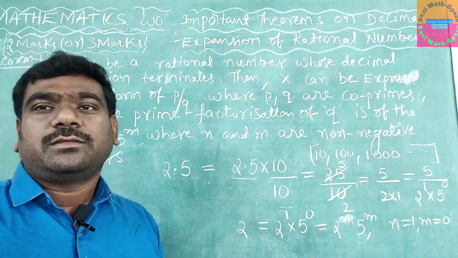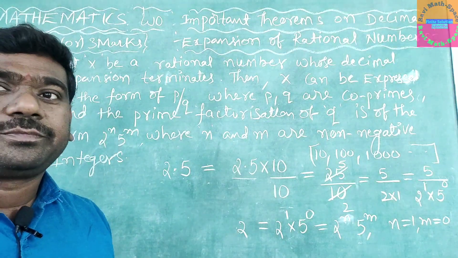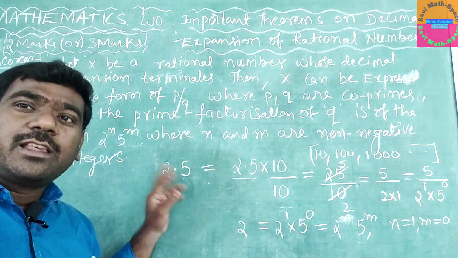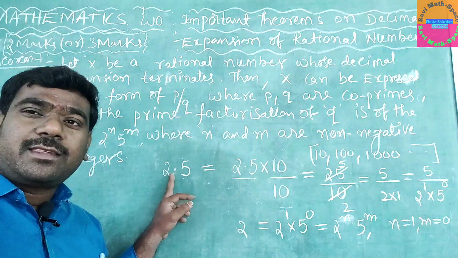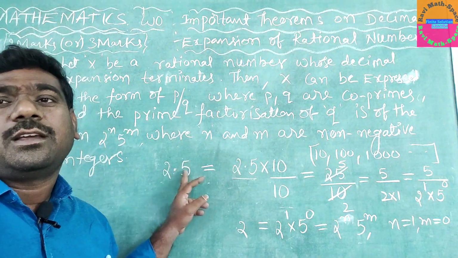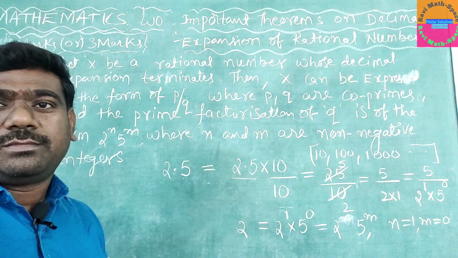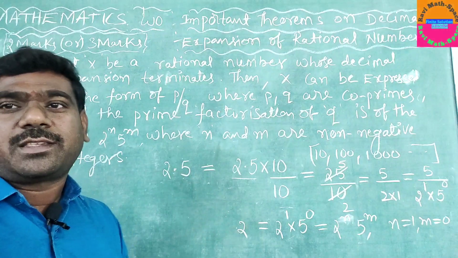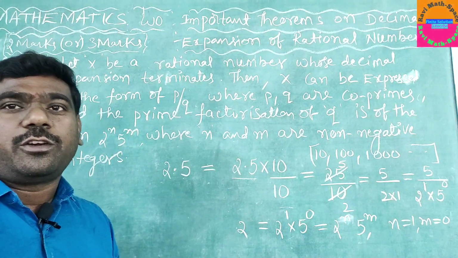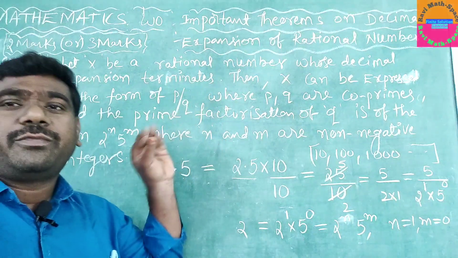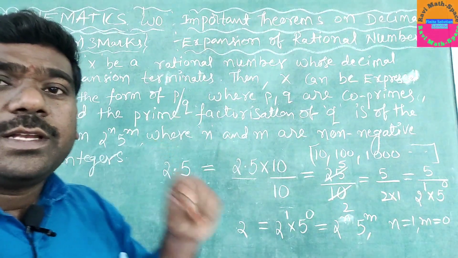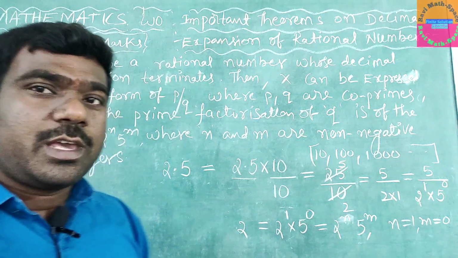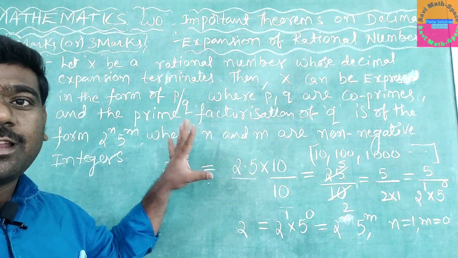In the examination, how will they ask the question? See here. In the examination they will ask: express the decimal expansion in the form of P by Q. This type of question may come for 2 marks or 3 marks in the examinations. Very important topic. So if you learn this theorem, 100% you will get the 2 or 3 marks. I hope you understand the concept.